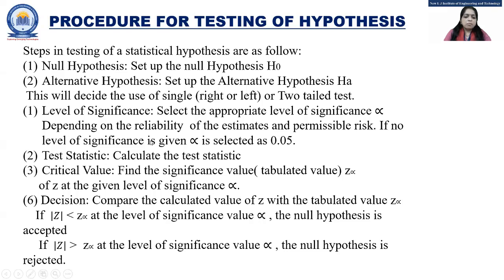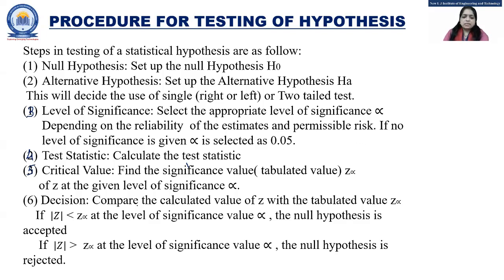So this is our point 3 here. Now the next one is test statistic. This one is the fourth point. Here we have to calculate the test statistic according to the given data and using the appropriate formula. Now, next one is the critical value. For the critical value, find the significance value from the table, that is the tabulated value Z alpha of Z at the given level of significance alpha.